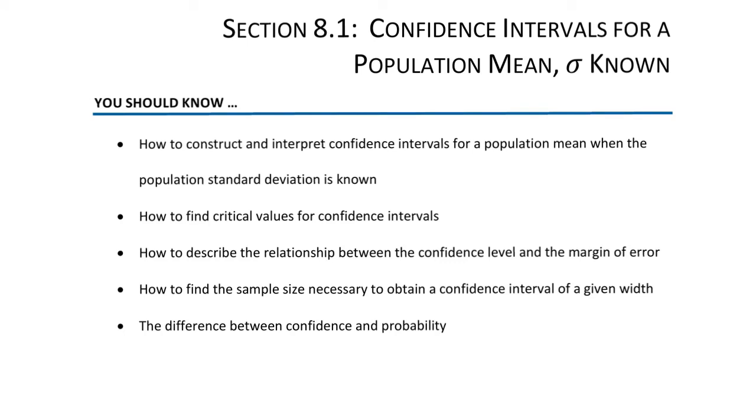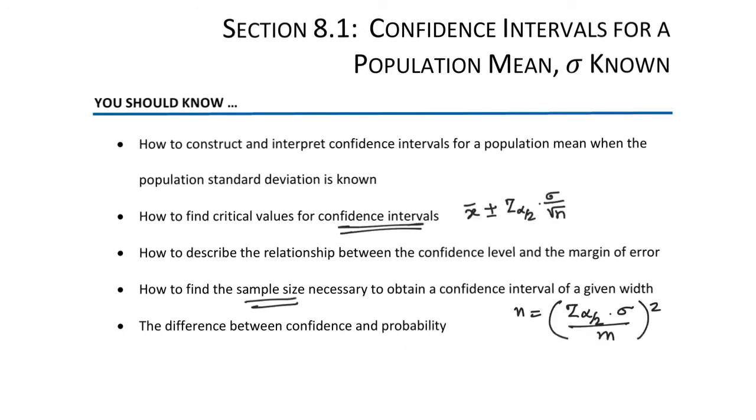In this section, you learned how to construct and interpret a confidence interval for a population mean when the standard deviation is known. In the next section, you will learn what to do when the population standard deviation is unknown. Also, you learned how to find critical values for confidence intervals using the table and the calculator, how to describe the relationship between the confidence interval and the margin of error, how to find the sample size n necessary to obtain a given confidence interval, and the difference between confidence and probability. Also, remember the formulas we used to calculate the confidence interval and the sample size.